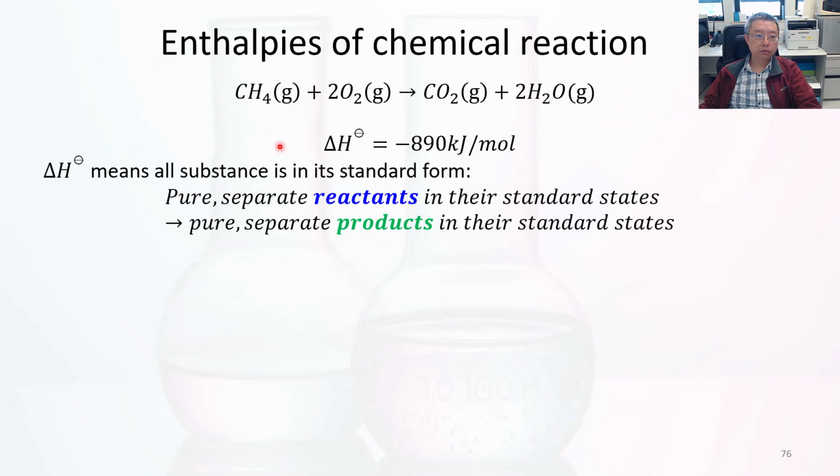For the enthalpy of chemical reactions, for example, I have methane reacting with oxygen, getting CO2 and water. I have this one. This bar means it's a standard condition. Delta H bar over here is equal to minus 890 kilojoules per mole. So delta H bar means everything is actually at the standard.